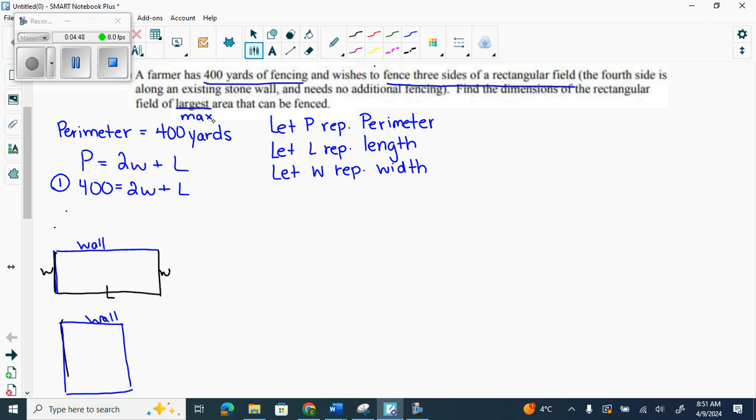So the first thing we're going to need, I'm going to let A represent area, or you could just write out the word area when you do the equation, and it would work, okay? So we have area, this is step 2: area equals length times width.